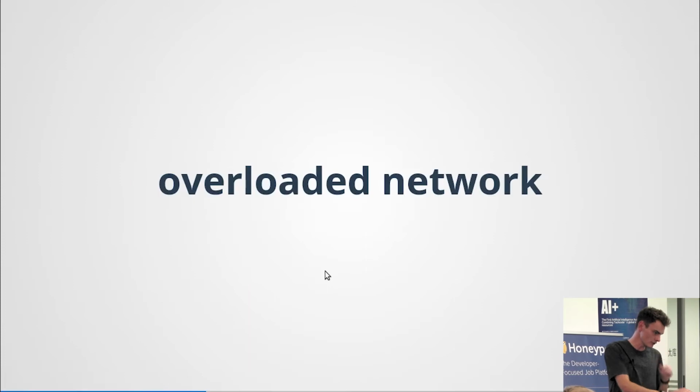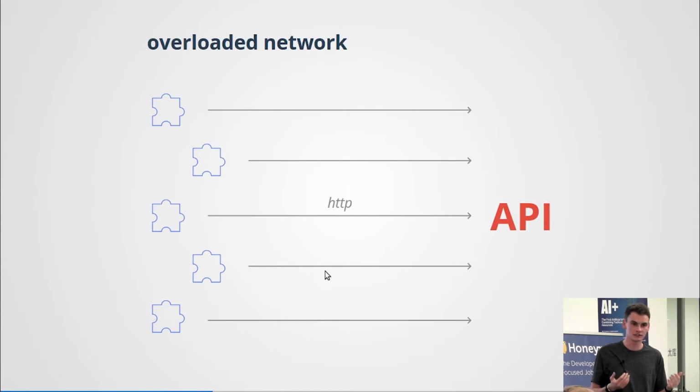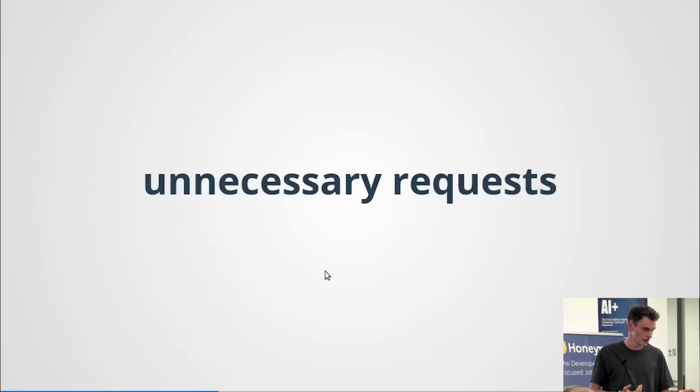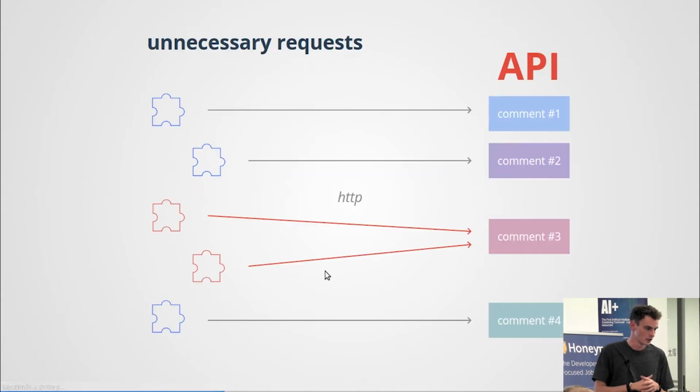So first problem is that the network is being overloaded because you get thousands of requests to the API endpoint, like multiple endpoints, so it's painful. And we've got unnecessary requests. Imagine that two components are hitting the same endpoint. You get the same request twice. So it's not a good idea.